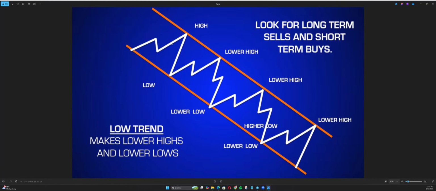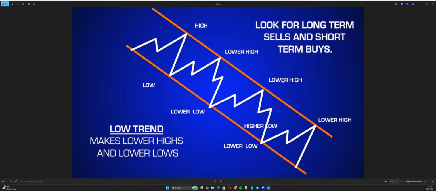So you have the initial high and your initial low. The market keeps making more lower highs and more lower lows. So you have your high, your low, your lower high, your lower low, your lower high, your lower low, all the way downwards. The market keeps making lower highs and lower lows. You look for long-term sells and shorts. So in this kind of market, you're selling.